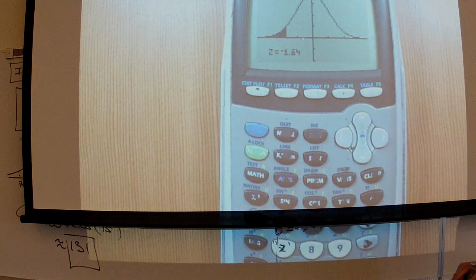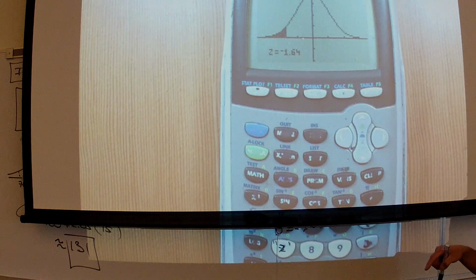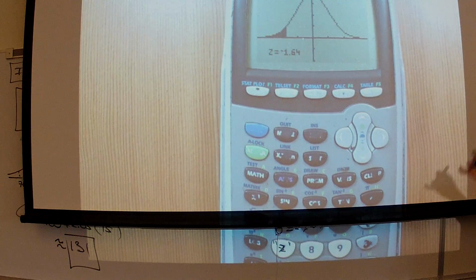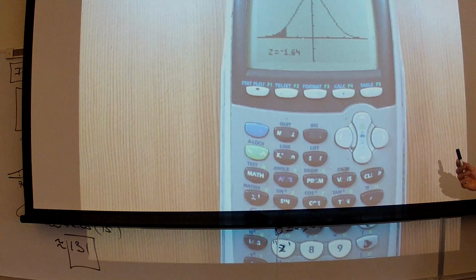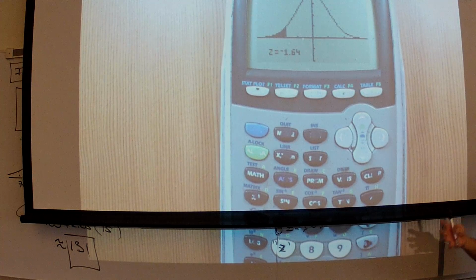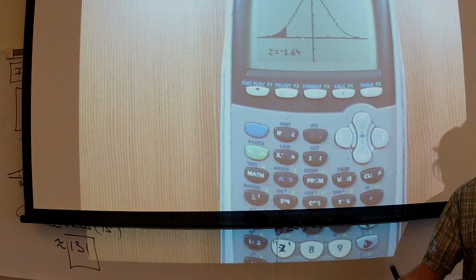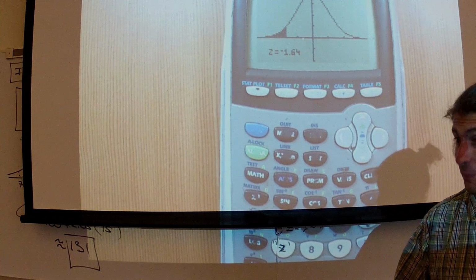Why is it negative? Because it's left of average. It's shorter than average. Positive 1.64 would be the 95th percentile. That would be in the top, longest 5%, not the shortest 5%, the longest 5%.